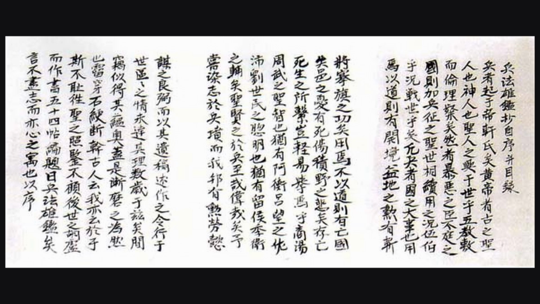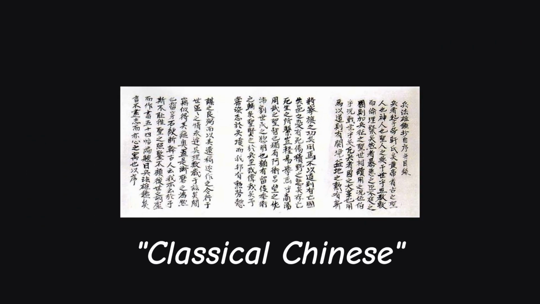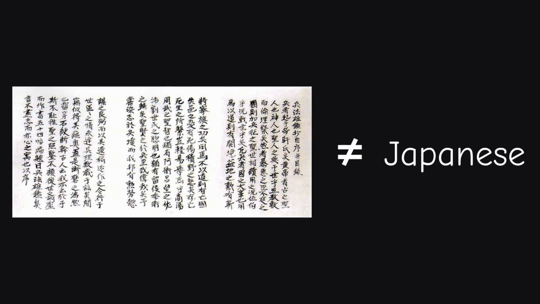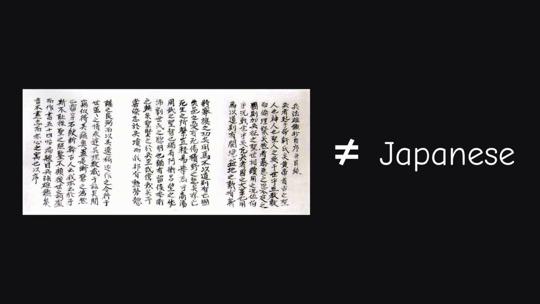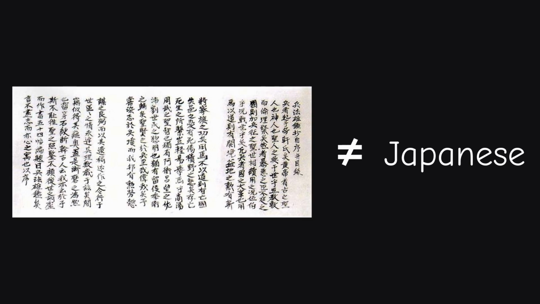To answer this, we're gonna have to go back in time. The first Japanese writing probably looked something like this. Full Chinese characters because, well, it was classical Chinese. But classical Chinese is not at all Japanese. The grammar is different. The vocabulary is different. And need I say more?